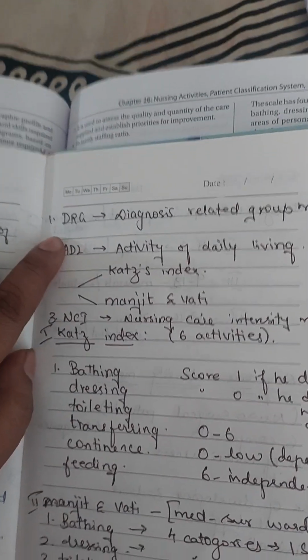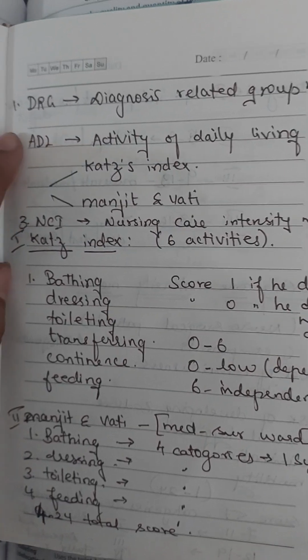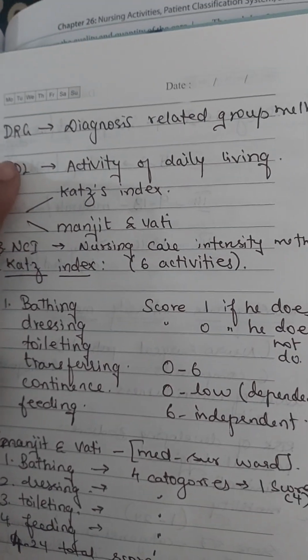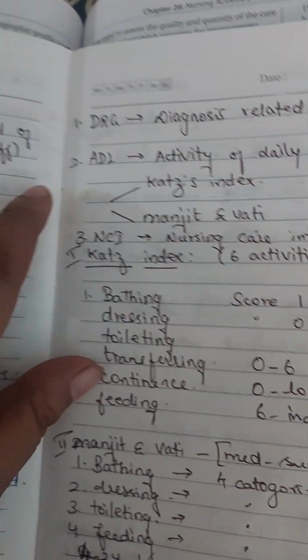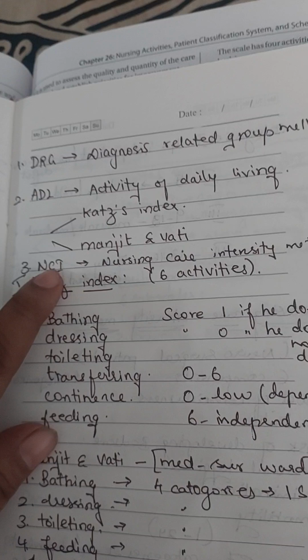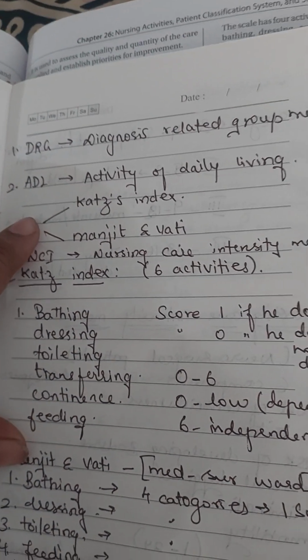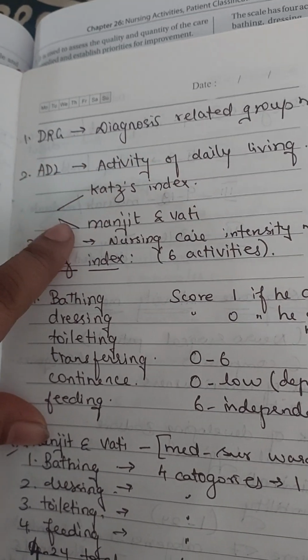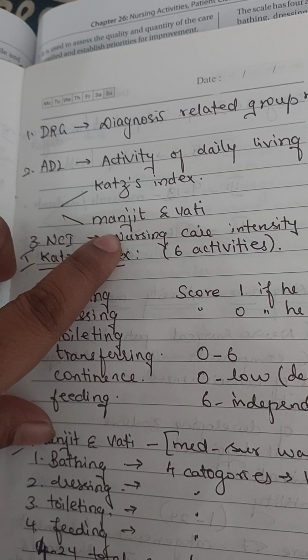So here we have three methods: the DRG method, ADL and NCI. DRG is called the diagnosis related group method. ADL is activities of daily living, and NCI is the nursing care intensity method. Okay, ADL is further given by the GARDS index and the Manchit-Wati scale.